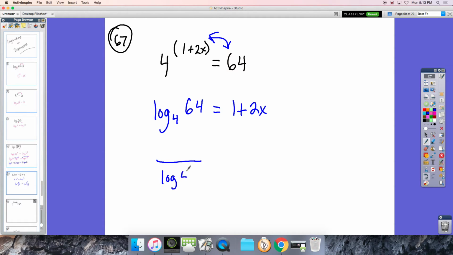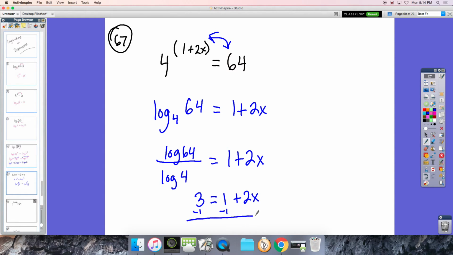So we have log 4 on the bottom, and whatever your number is here is what goes on top. So log 64. When you type that in your calculator, log 64 over log 4 gives you 3. And then just solve for x. So minus 1, 2 equals 2x. Divide both of those by 2, x equals 1.